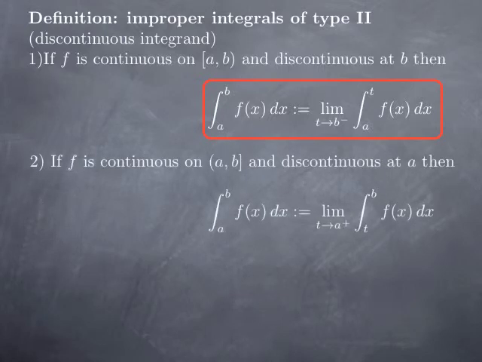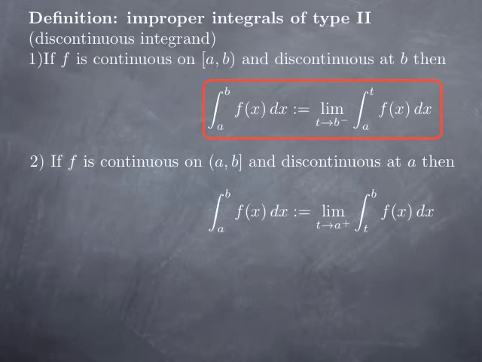In the case where the only discontinuity on the interval [a, b] is a left endpoint, in this case a, we're going to similarly define the integral as the limit as t is approaching a from the right, so again from the inside of the interval, of the integral from t to b of f of x dx. Again, if t is greater than a, then the integral from t to b is well defined because the function is continuous on the interval from t to b.